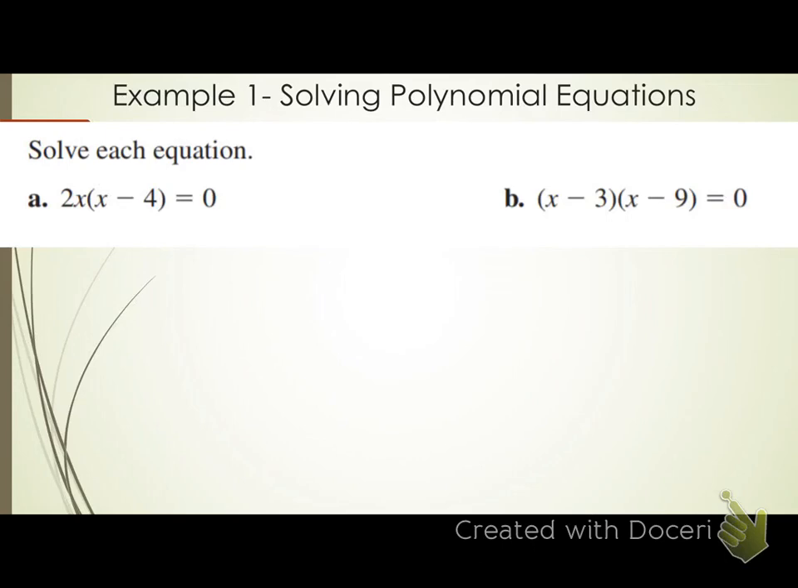x minus 3 times x minus 9 equals 0. Is one side of my equation a polynomial in factored form? I got two factors being multiplied together. Yes or no? Do I have two factors being multiplied together? Yes, I do. Is the other side of my equation 0? Yeah. So can I use the zero product property? Yes, I can. So someone help me set this up real quick.